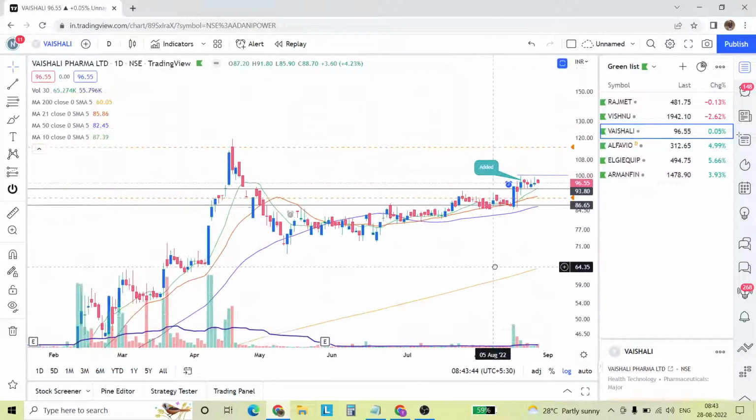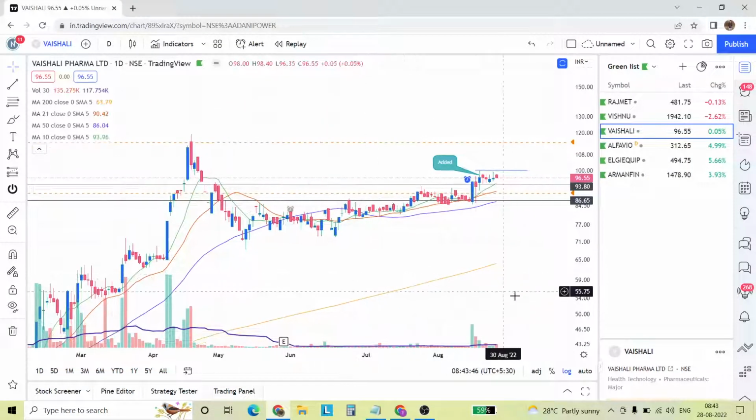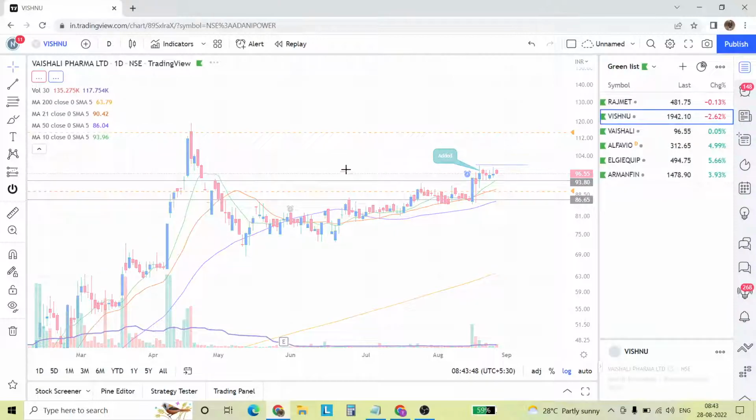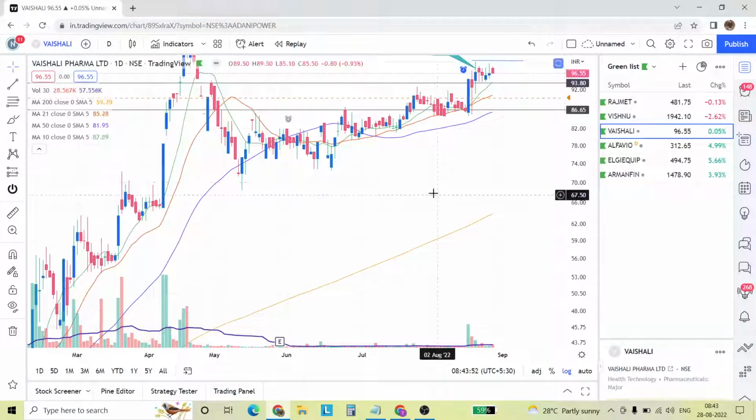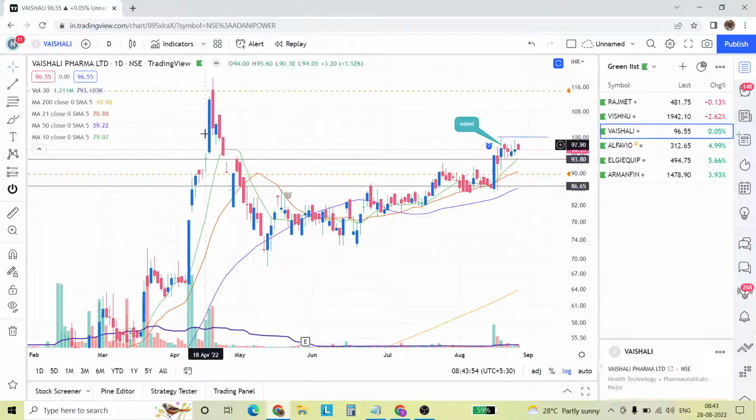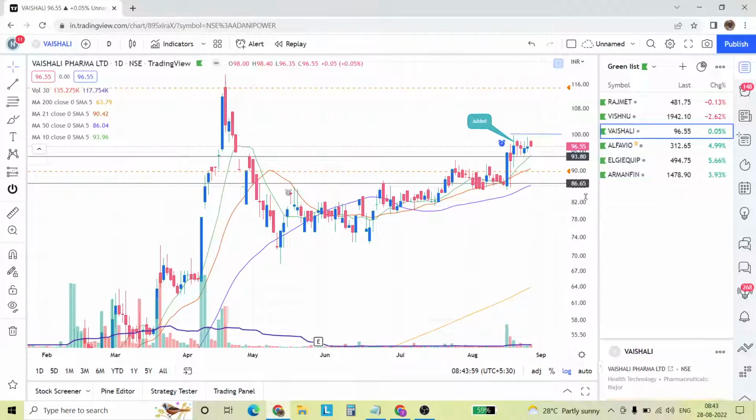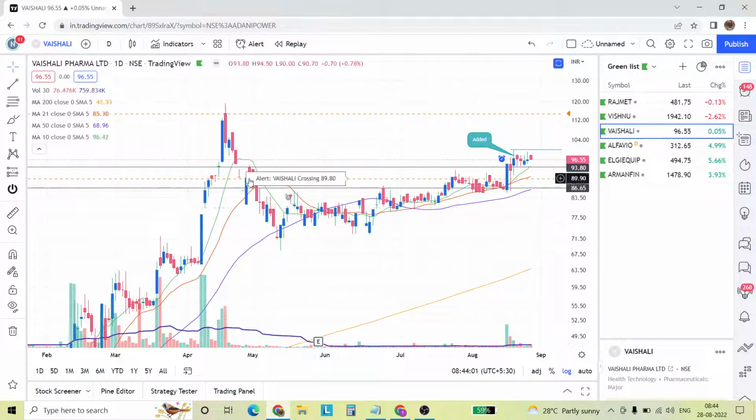Now next one is Vishali Pharma. Again, if you notice, we are having similar setups here, guys. Again a VCP but a low cheat entry, or a cup with a low cheat, well, you can name it anyway. Basically what I'm looking for is the price or the volatility to be contracted.